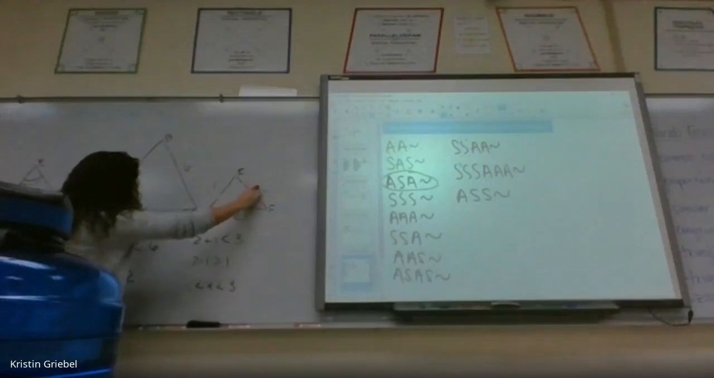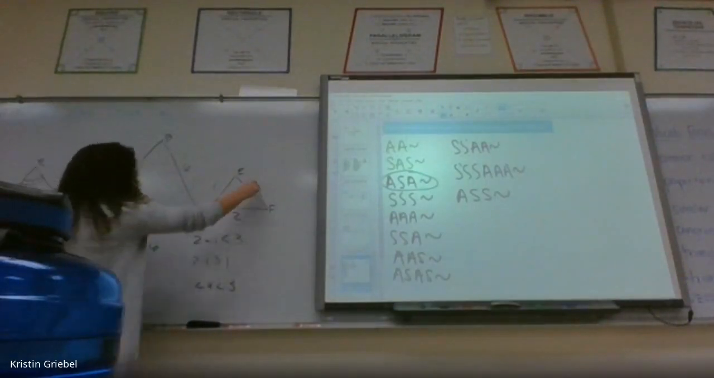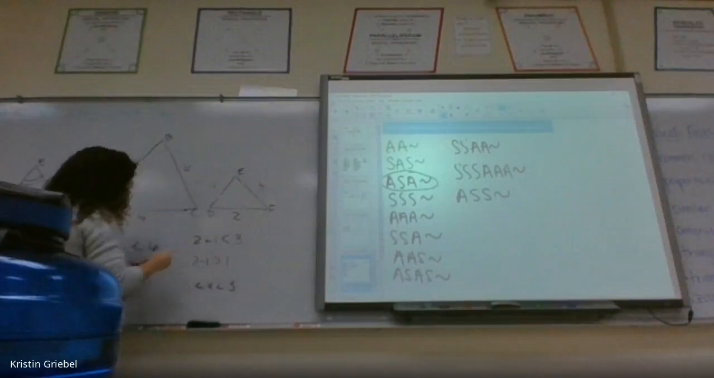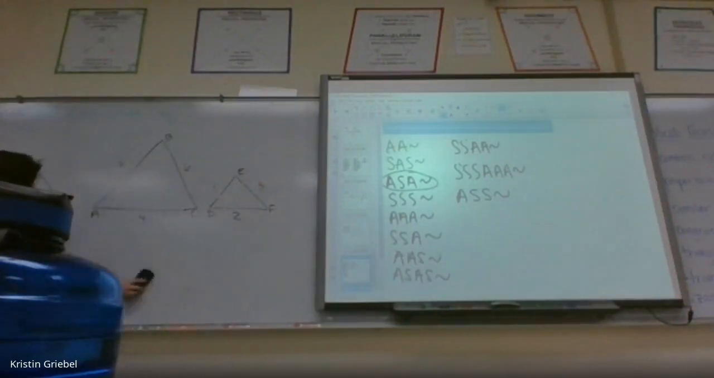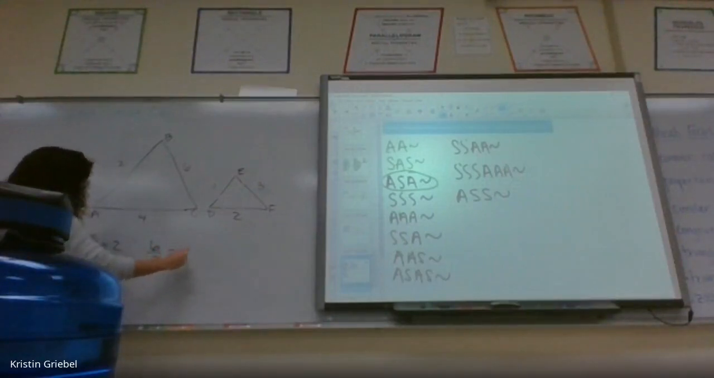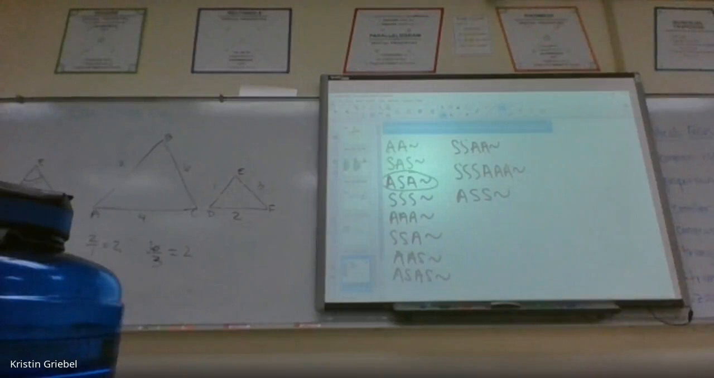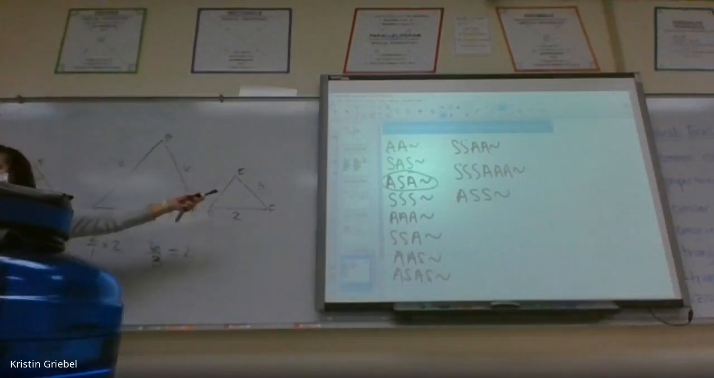That doesn't make a triangle, does it? Well, that doesn't make a triangle, but whatever. We'll go with it. So we now have 2 goes with 1, 4 goes with 2, and 6 goes with 3. Do we have all common ratios? Yes. So does this mean that this triangle is similar to this triangle?